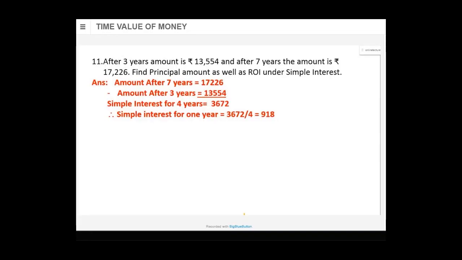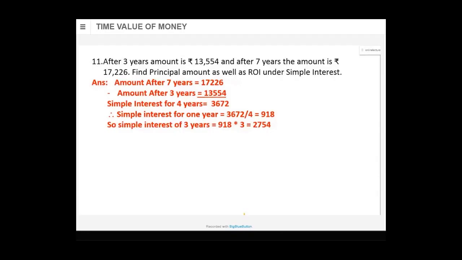Now how much will be the interest for 3 years? You got the one year interest. 3 years, fast. You have calculators. Use the calculator and tell me. Three years interest. Why 3 years only? Either you do it for 3 years or 7 years. We have two amounts, one is 3 years and one is 7 years. I'm going for 3 years. You may go for 7 years also.